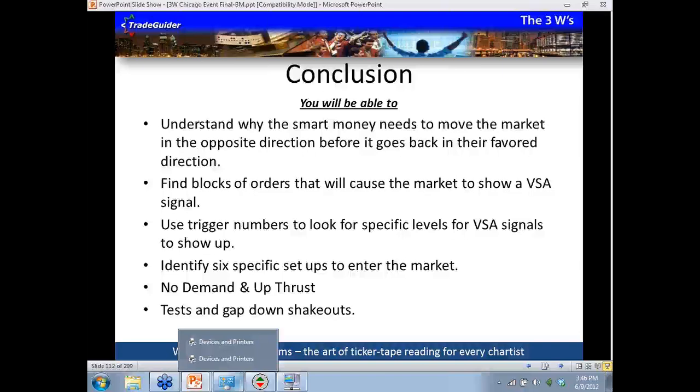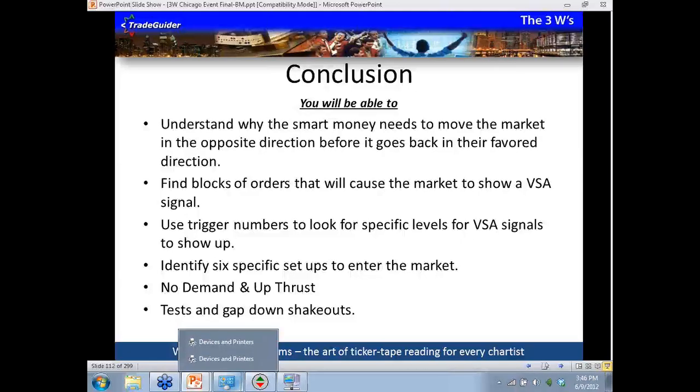Talk about everything that we just went through here. Understand why the smart money needs to move the market. We know they like to move things in opposite directions before it goes back in their favor, and they have to do that to get back in their favored direction.